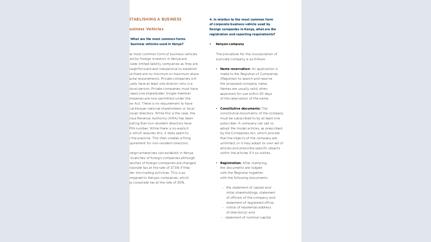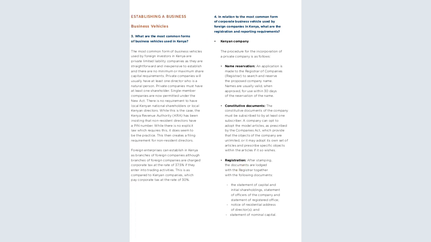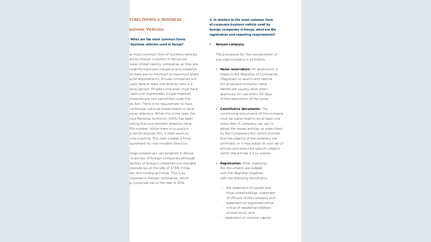Names are usually valid when approved for use within 30 days of reservation of the name. So let's say that I want to start a company today. The first thing I'll do is a name search. I have a name in mind that I want to use for the company. So what will I do? I'll go to eCitizen, create an account, and then do a name search. I just pay 150 shillings. It takes 1 day to 7 days. It comes out, and when no other company has such a name existing, then you are given the name.